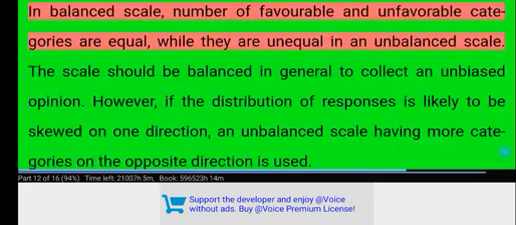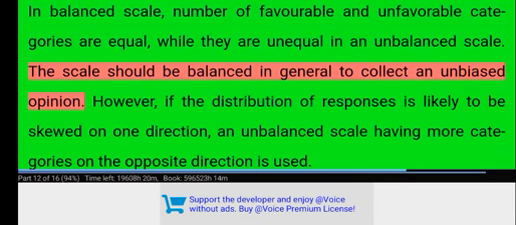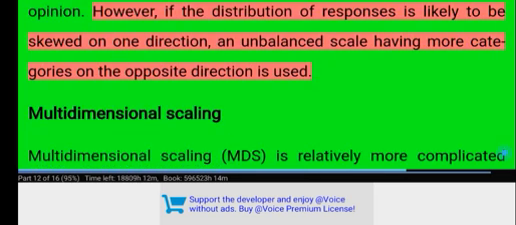Balanced and unbalanced scales. In a balanced scale, the number of favorable and unfavorable categories are equal, while they are unequal in an unbalanced scale. The scale should be balanced in general to collect an unbiased opinion. However, if the distribution of responses is likely to be skewed in one direction, an unbalanced scale having more categories in the opposite direction is used.